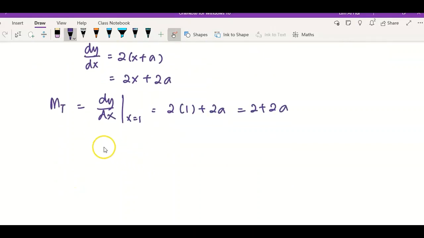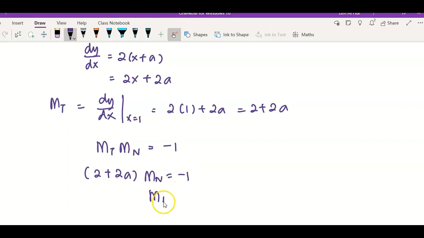To get the gradient of the normal, we know that the gradient of the tangent multiplied by the gradient of the normal equals -1. Substitute the gradient of the tangent inside. You have the gradient of the normal equals -1 over 2 plus 2a. So this is the gradient of the normal.